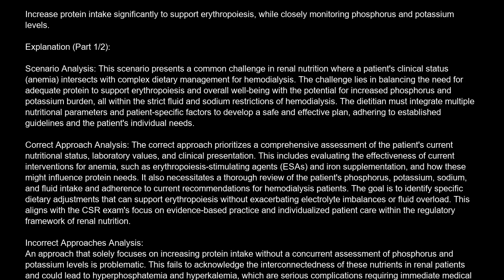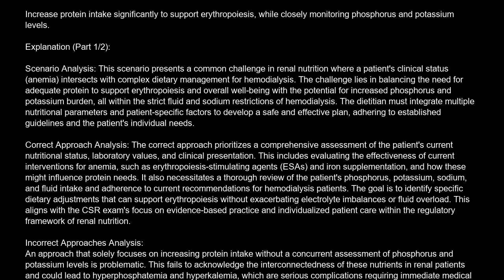The correct answer is B. Increase protein intake significantly to support erythropoiesis while closely monitoring phosphorus and potassium levels. Explanation. Scenario analysis. This scenario presents a common challenge in renal nutrition where a patient's clinical status, anemia, intersects with complex dietary management for hemodialysis.